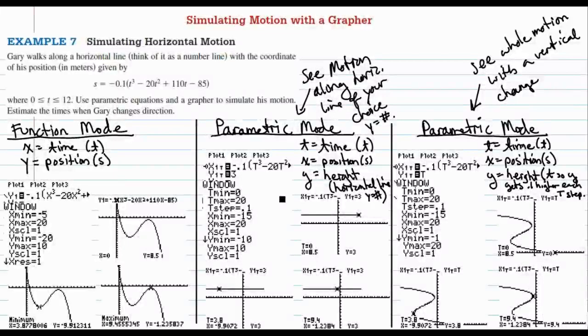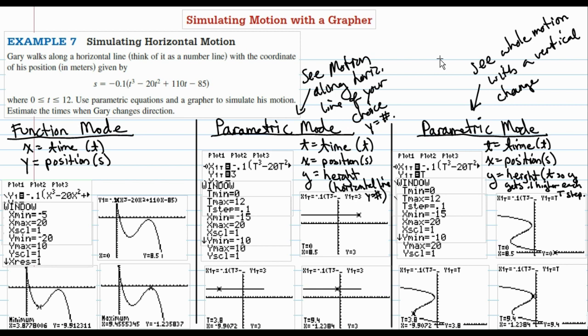This is the screencast for section 6.3, example 7, simulating horizontal motion. So right there, in the title of this example, horizontal motion means that your vertical motion is going to stay the same. So I'm going to take this opportunity to compare a few different scenarios here.